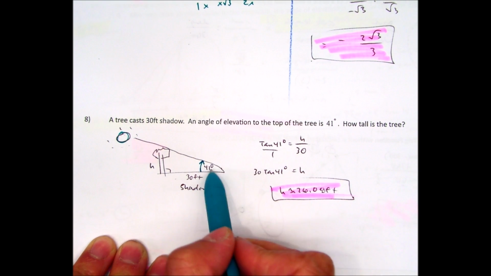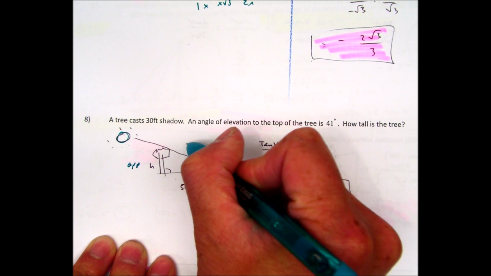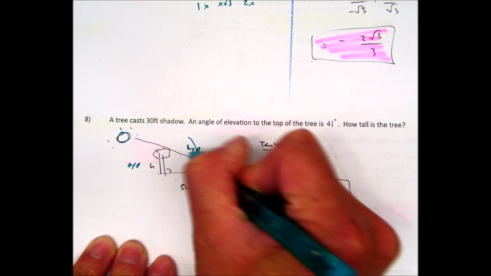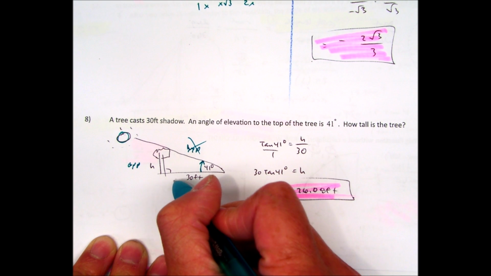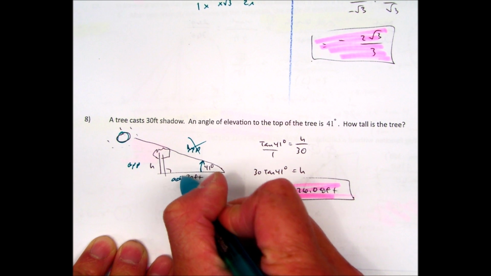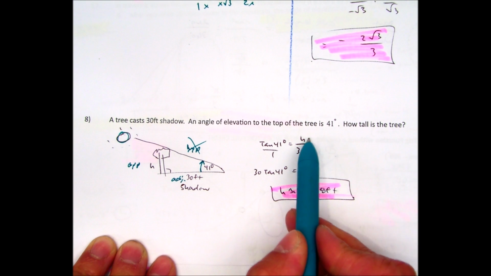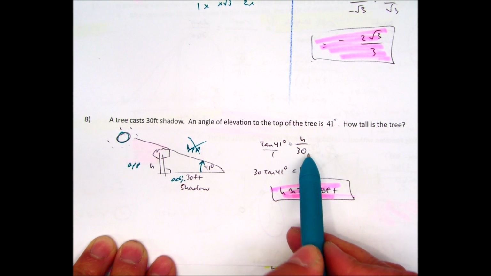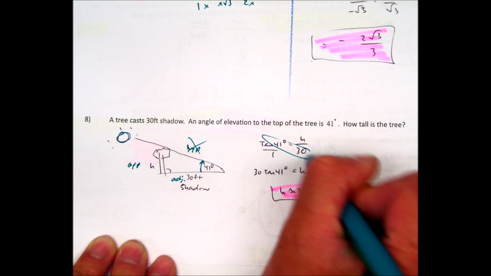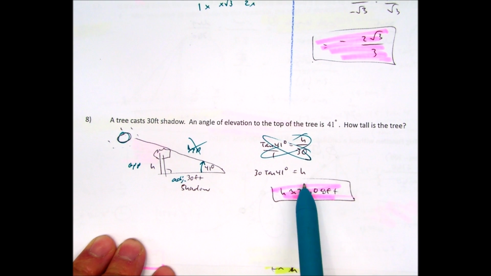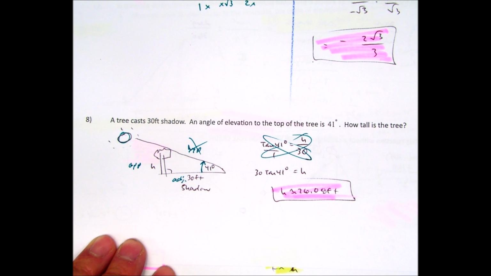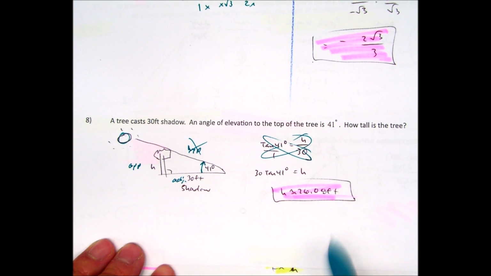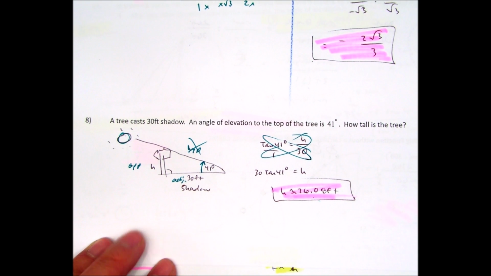How tall is the tree? That's h. I have the opposite. This is the hypotenuse, which you don't need because you don't have any numbers or variables. And you have the adjacent here, so you're going to use tangent. Tangent of 41 equals h over 30. Cross multiply. Put in your calculator 30 times tangent of 41, you get approximately 26 feet. Be specific when you round.